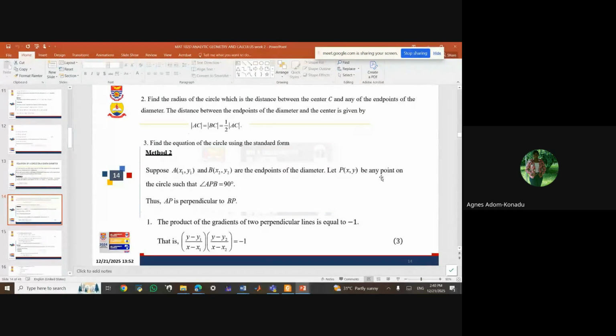Okay, so such that the angle APB is equal to 90 degrees. So AP is perpendicular to BP.